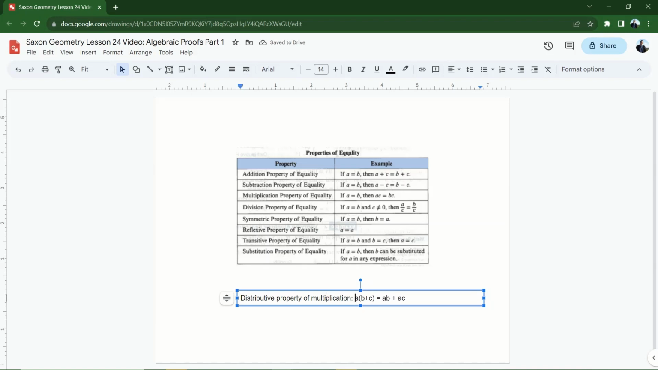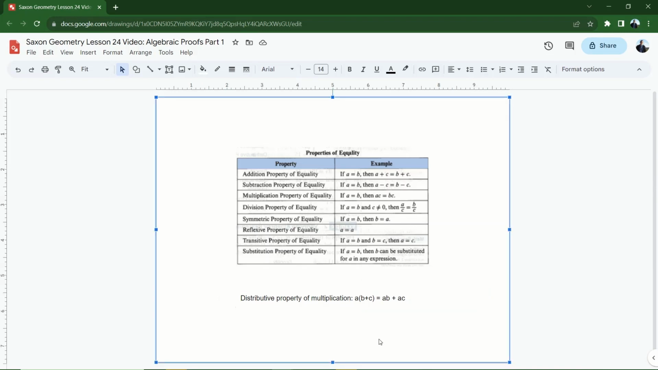So now you have all the properties you need to start the next video. We're going to actually do some algebraic proofs in the next video. Buckle up, because it's going to be a step-by-step jaunt to prove that something is true.